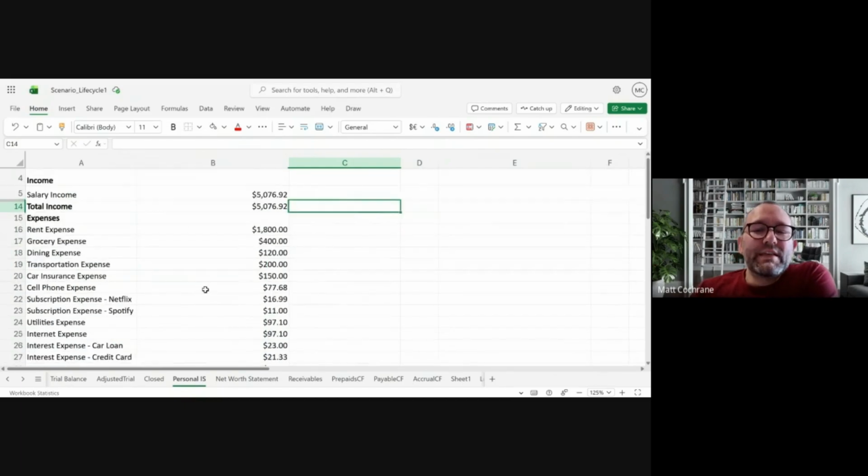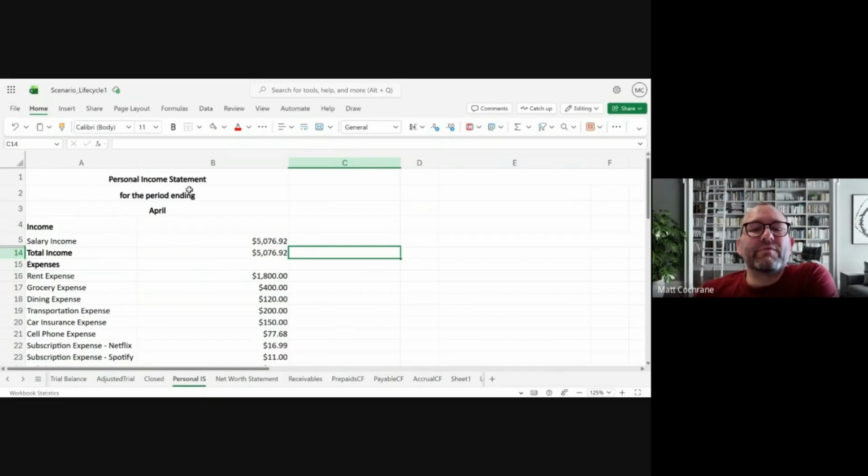Okay, so what we see here is the salary income for the month of April is $5,000. Now, what this tells you is, if we were to annualize this, this would be approximately $60,000, which is reasonable for someone in this day and age to be earning on average, in that $60,000 range, if you've got a reasonably good job.